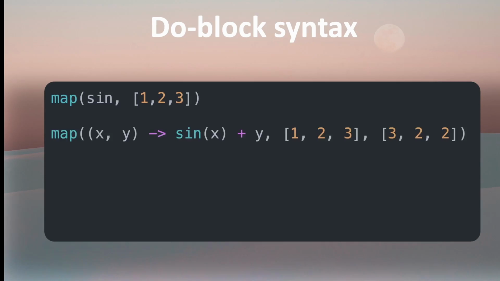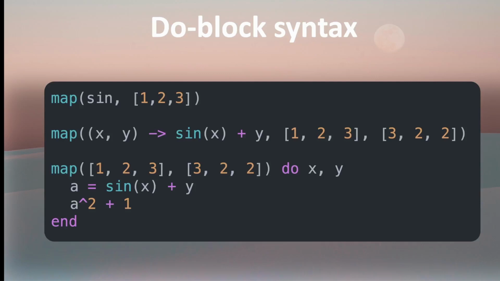So for example, here we use map to apply a function that takes 2 arguments over 2 collections. And while the code is still readable here, it's starting to get cluttered. So I let you imagine what happens if the function is a little bit more complex. A nice solution then is to use the do block syntax.